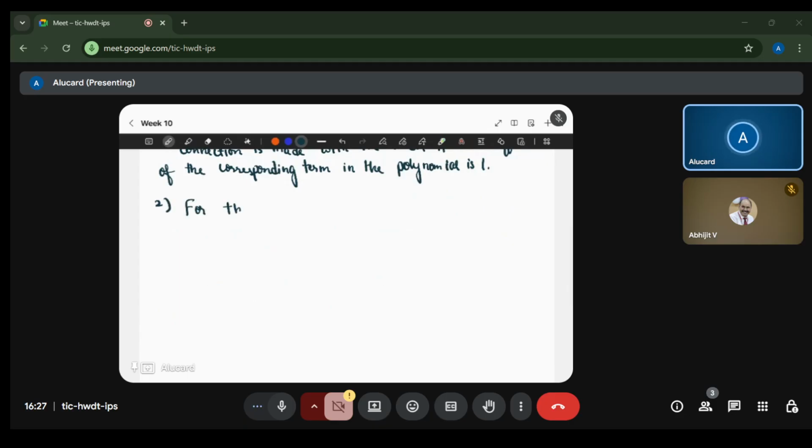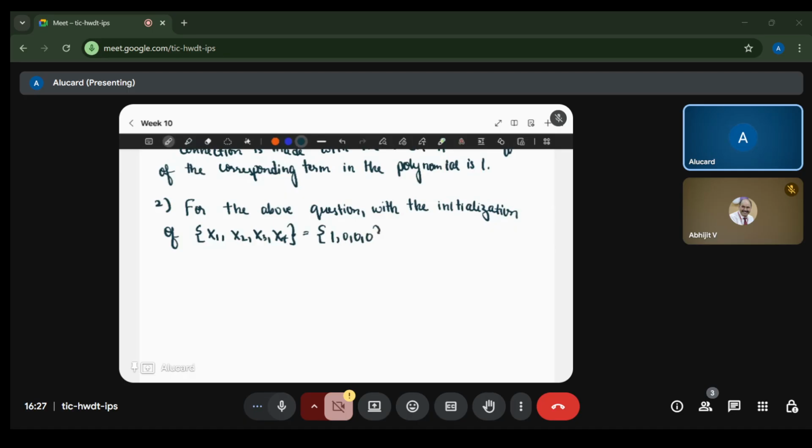Question two is for the above question, with the initialization of x1, x2, x3, x4 equal to 1, 0, 0, 0. What is the output M sequence?